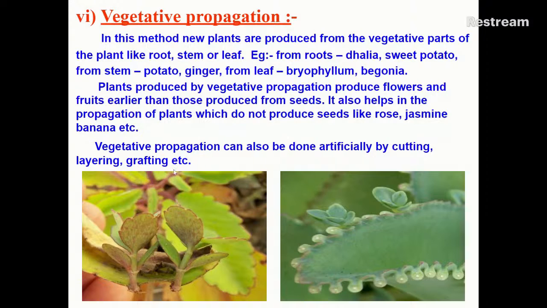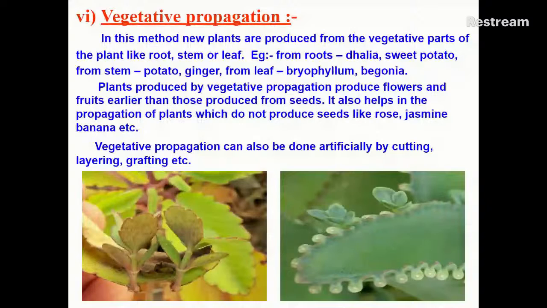Guys, now the next part we will see. Plants produced by vegetative propagation produce flowers and fruits earlier than those produced from seeds. It also helps in the production of plants which do not produce seeds, like rose, jasmine, banana, etc. So guys, what are they telling?